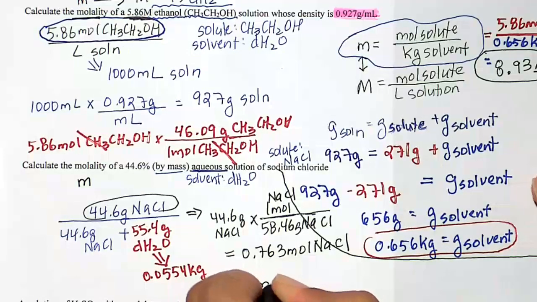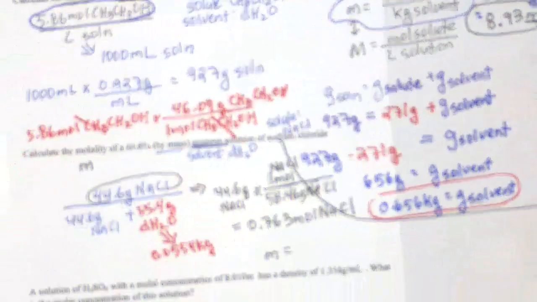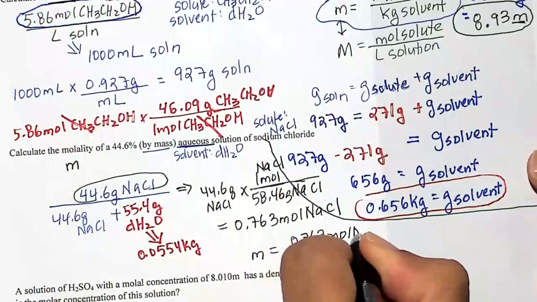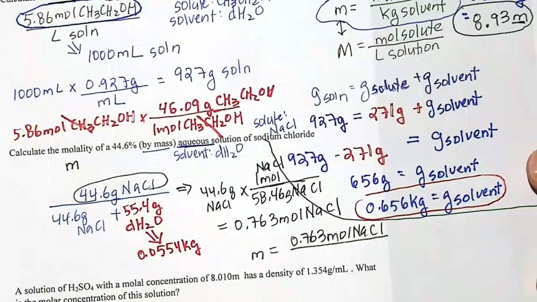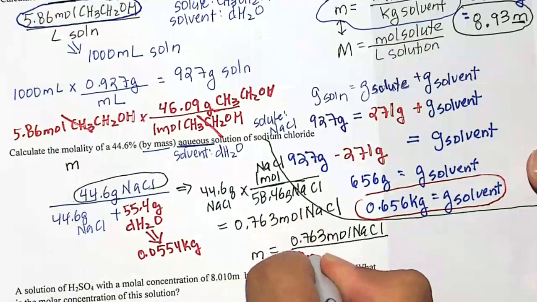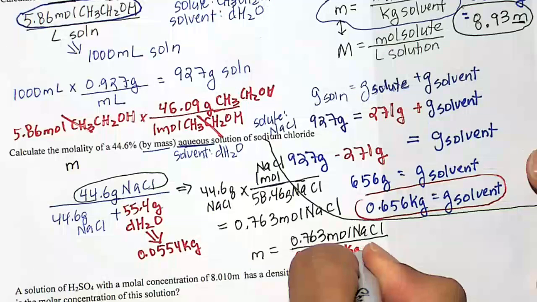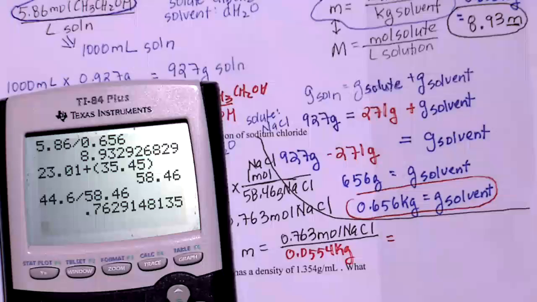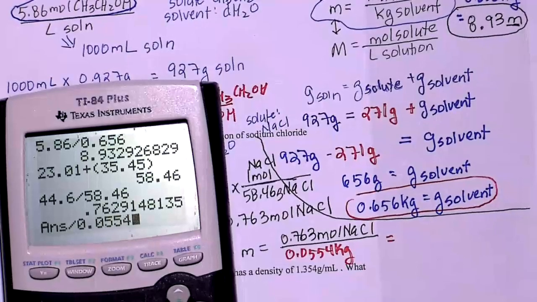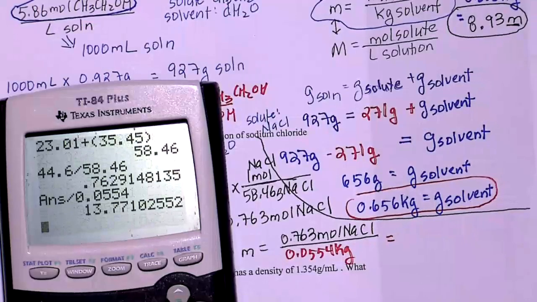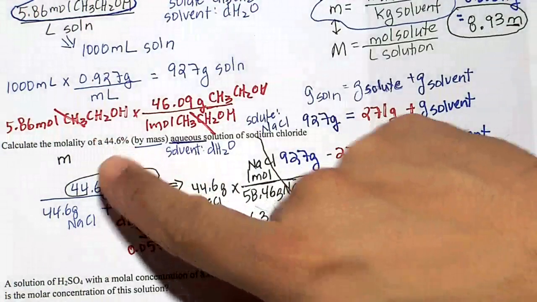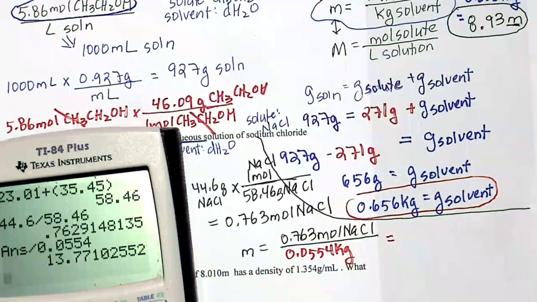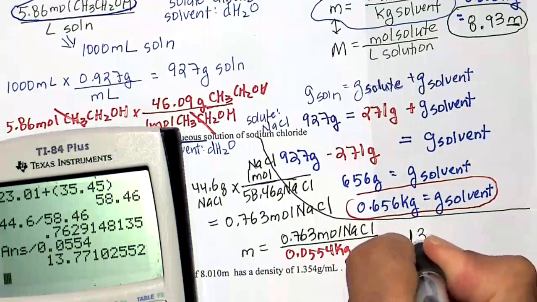So molality is moles of solute over kilograms of solvent. Moles of solute here is 0.763 moles. The kilograms of solvent is 0.0554 kilograms. If I did my calculations correctly, the answer is about 13.8. Let's do 13.8 lowercase m for molal.